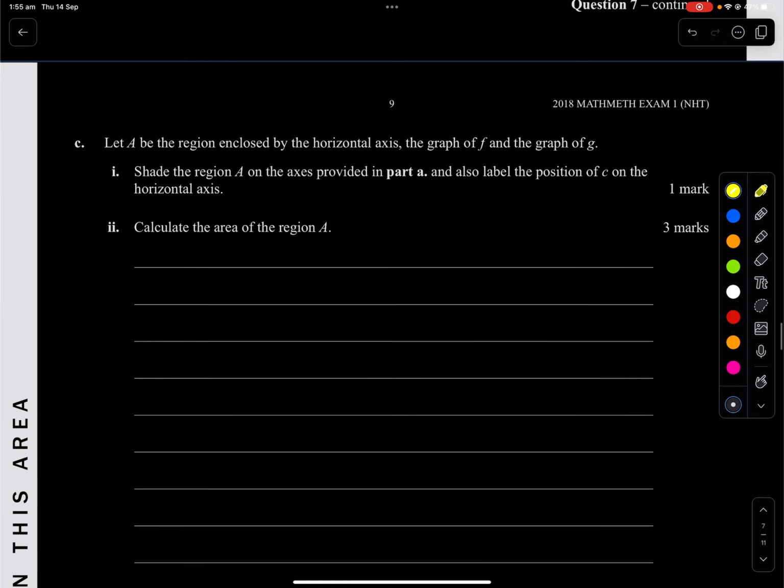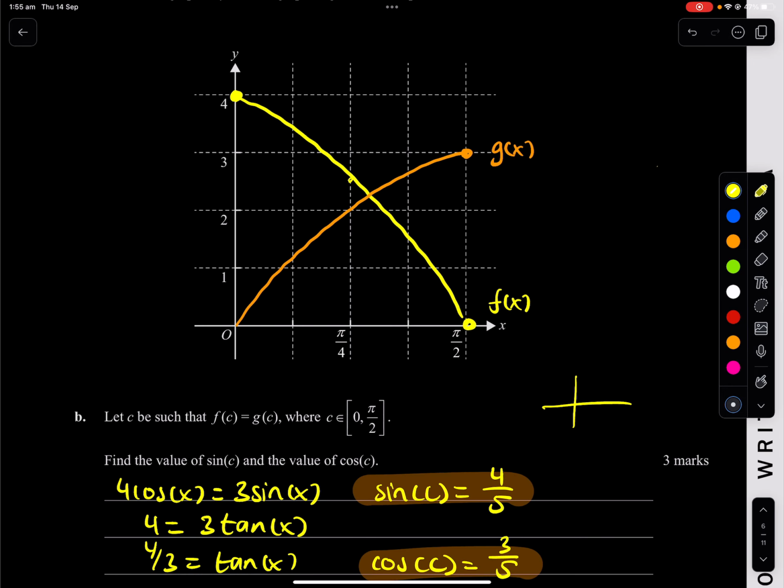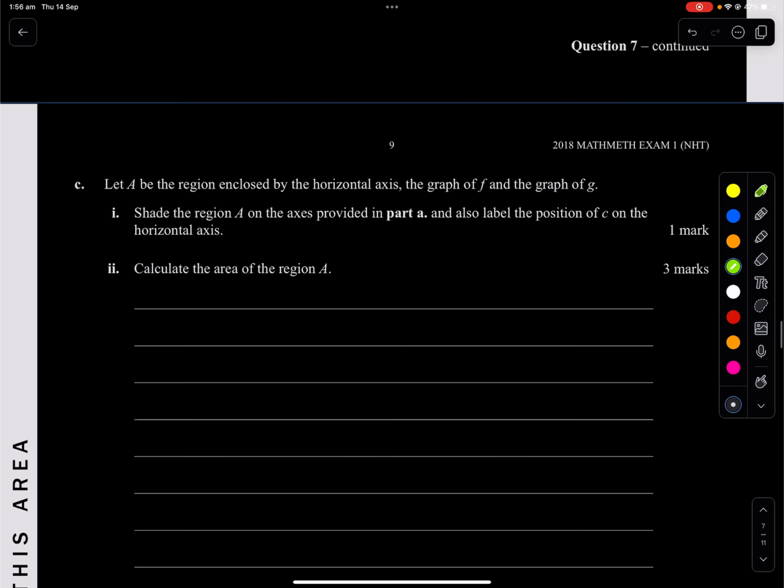Let A be the region enclosed by the horizontal axis, the graph of f and the graph of g. Shade the region A on the axis provided in part A, and also label the position of C on the horizontal axis. Because C is the intersection, C would be this part over here, and this is the area that we'll be finding. So we've shaded it.